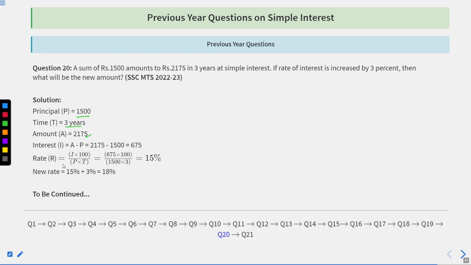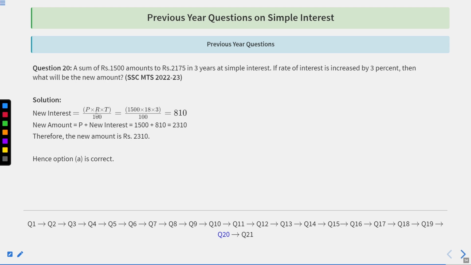So now the interest I is equal to amount minus principal, that is 675. The rate of interest is going to be interest into 100 upon principal into time, which is equal to 675 into 100 upon 1500 into 3, which is 15%. The new rate is 15% plus 3, that is 18%.